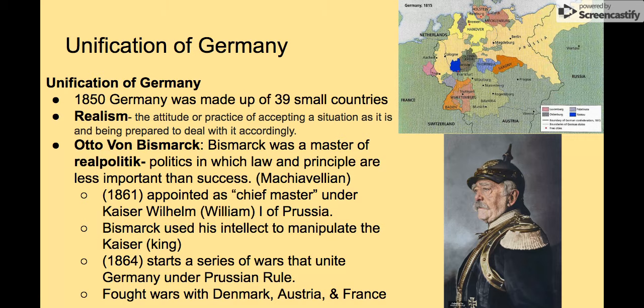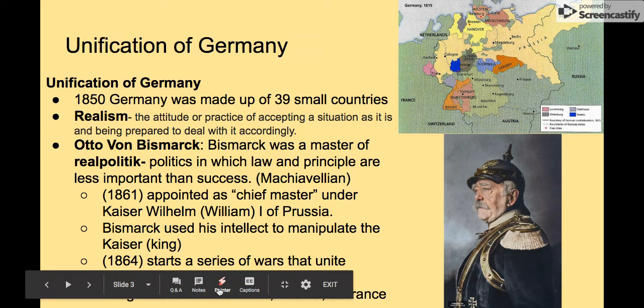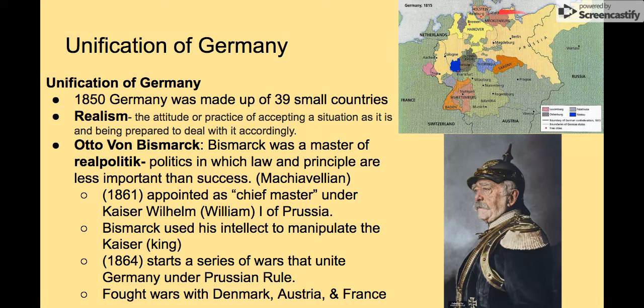Now, the story of German unification takes place in the 1860s and 1870s. Prior to that, Germany was made up of about 39 small kingdoms. The map of what is Germany today would have looked something like this. And this is the same time when the idea of realism is becoming popular in mainstream society.